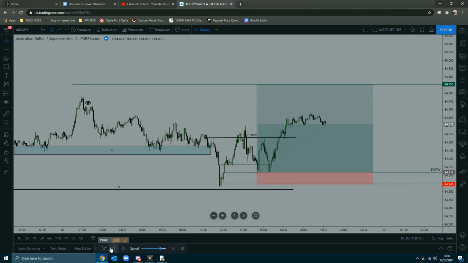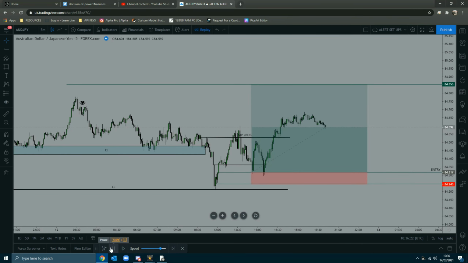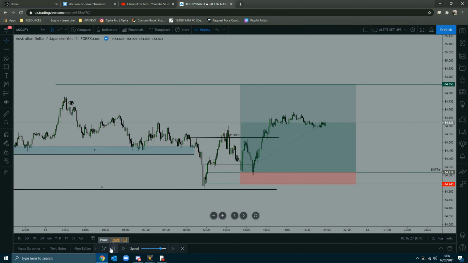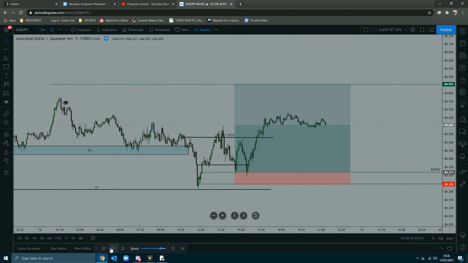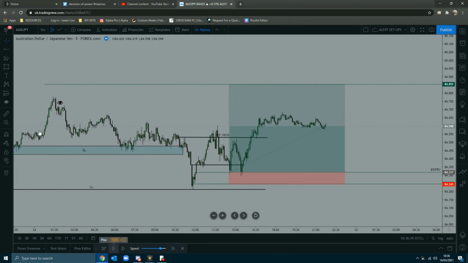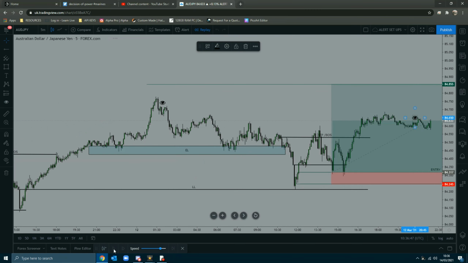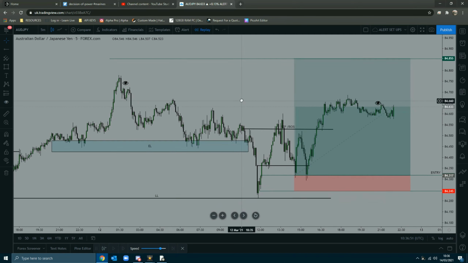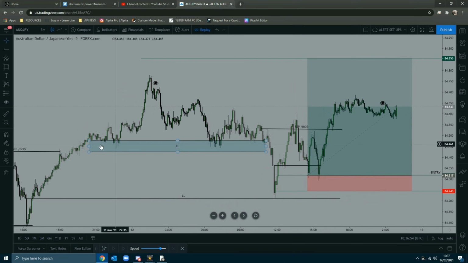Okay, so this is the pullback. Okay, and then this is where I took the profits off. Okay, we're going into late New York now. I didn't want to be holding the trade. I can't hold over the weekend anyway because of the FTMO stuff, right? So the point where I took the profits off was at this small pump here, and then as you can see, coming later on in the day, this is where price finished. Okay, so the overall idea was correct.